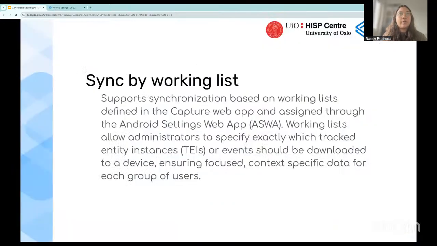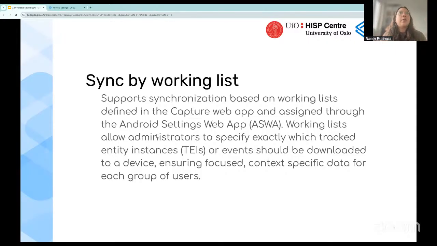Okay, so let's move on to the sync by working list. I will explain how, but this is specifically targeted to help reduce synchronization time, but also some storage usage. By this, I mean I want a specific pool of tracked entity instances or a specific pool of events that matches specific properties, and I want to pull that and sync only that.